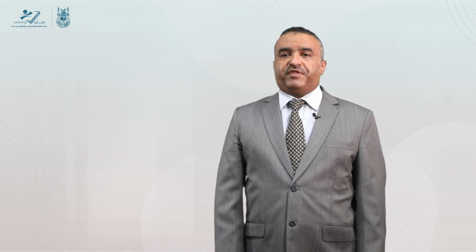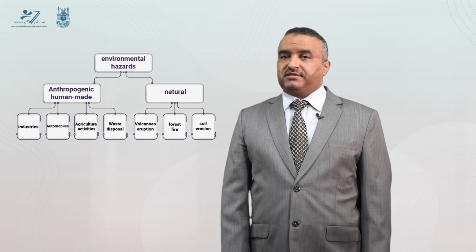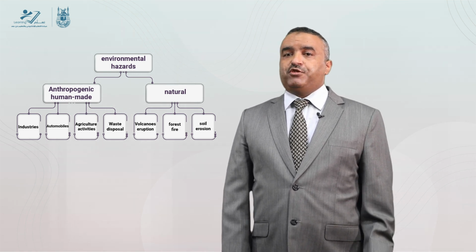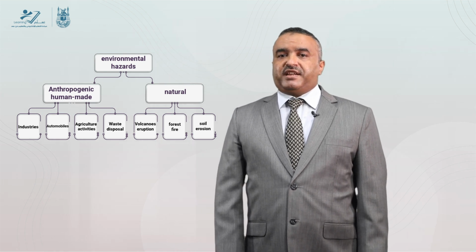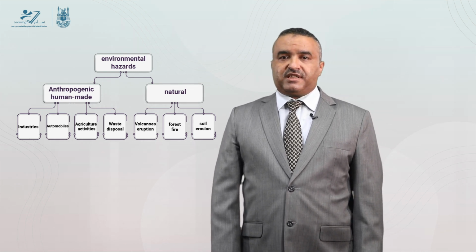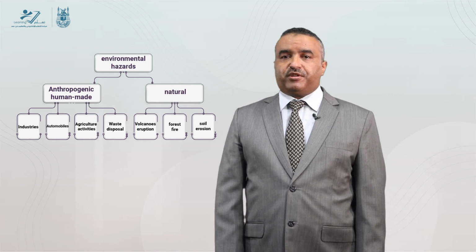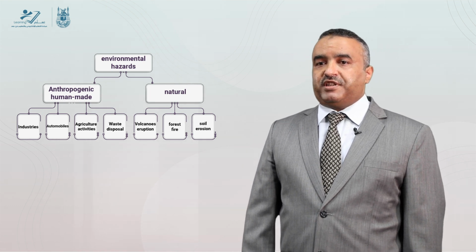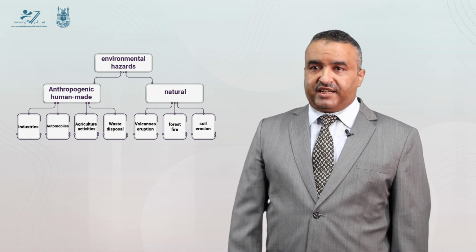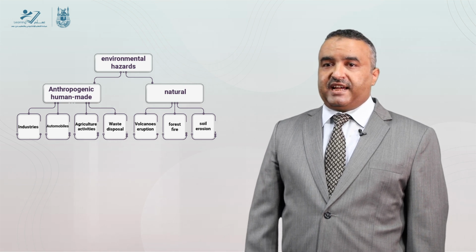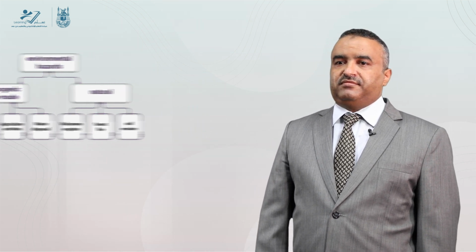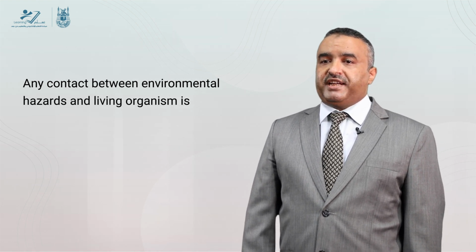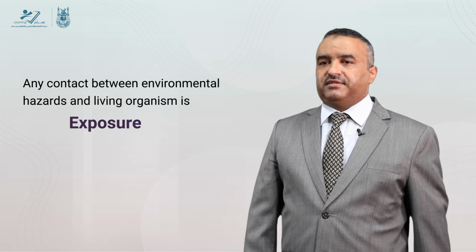The sources of environmental hazards can be natural or anthropogenic. Anthropogenic means it is human-made. The examples for natural sources are volcanoes eruptions, forest fires, soil erosion by wind. And the examples for anthropogenic are industrial activities, agricultural activities, automobiles, and waste disposal. Any contact between environmental hazards and living organism is called exposure.